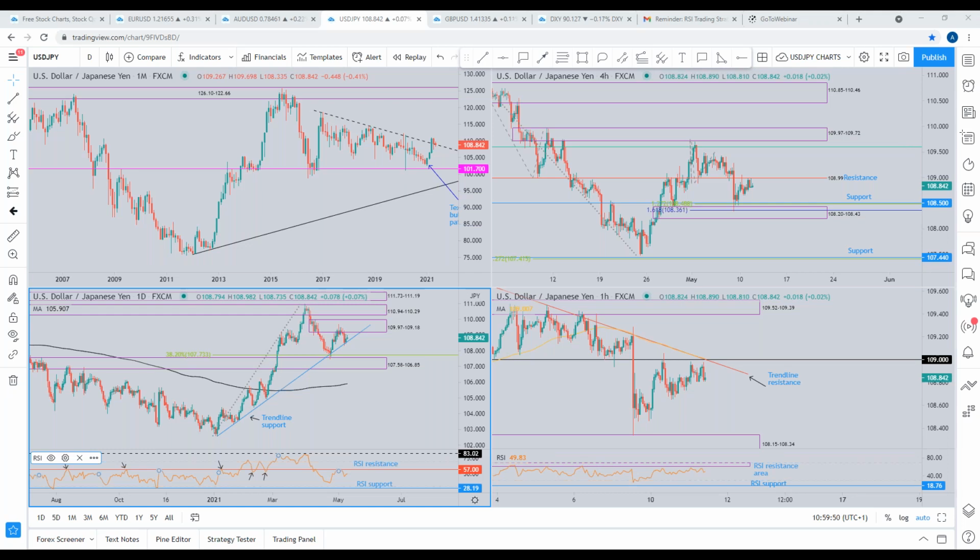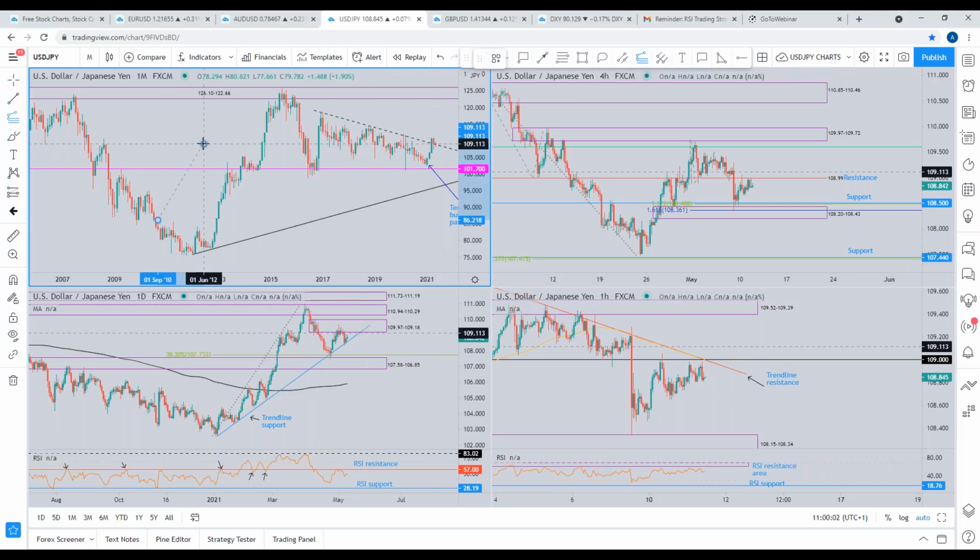Oh, okay. One more question, please. Is fib expansion tool on MT4the same as the fib extension tool on TradingView? That's a very good question. So I assume you guys can see my charts.